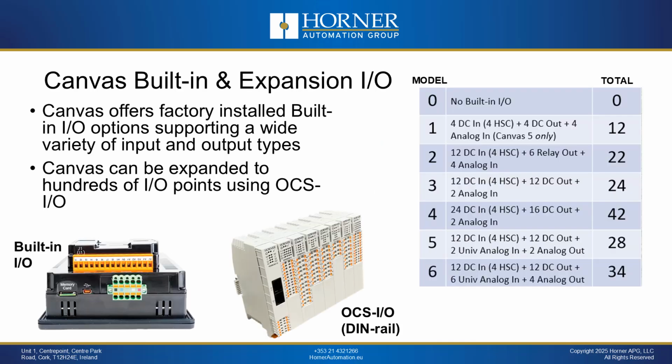Next, let's look at the I/O options for Canvas. All Canvas units come with some built-in I/O options as detailed here. This ranges from no built-in I/O at all to 40 I/O points. Most models support both digital I/O and analog I/O, as well as some advanced high-speed counting capability. If you want to have your I/O distributed on the machine or maybe fully located in the backplate, you can also add OCS I/O, which is our expansion I/O system. In that scenario, when you add OCS I/O, you could potentially add hundreds of I/O points for a really large I/O system because Canvas has the horsepower to support that.